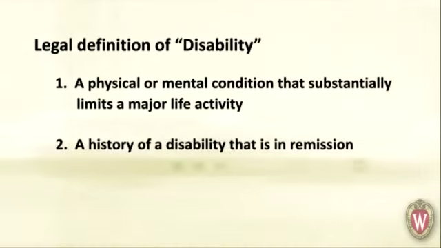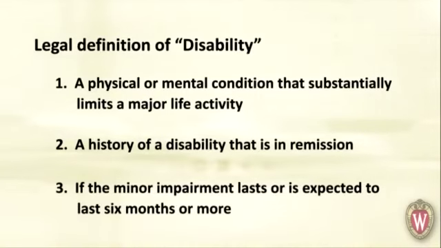Second, a person may be disabled if there is a history of a disability, such as cancer, that is in remission. And third, a person with even a minor impairment is disabled as long as the impairment lasts or is expected to last 6 months or more. Once disability status is confirmed, an individual is protected from discrimination on the basis of disability.